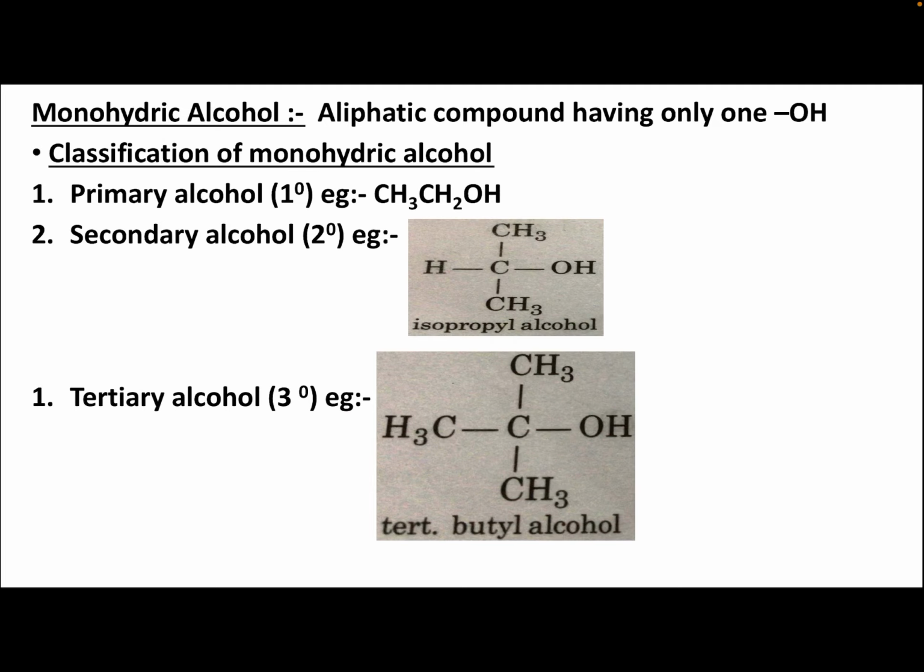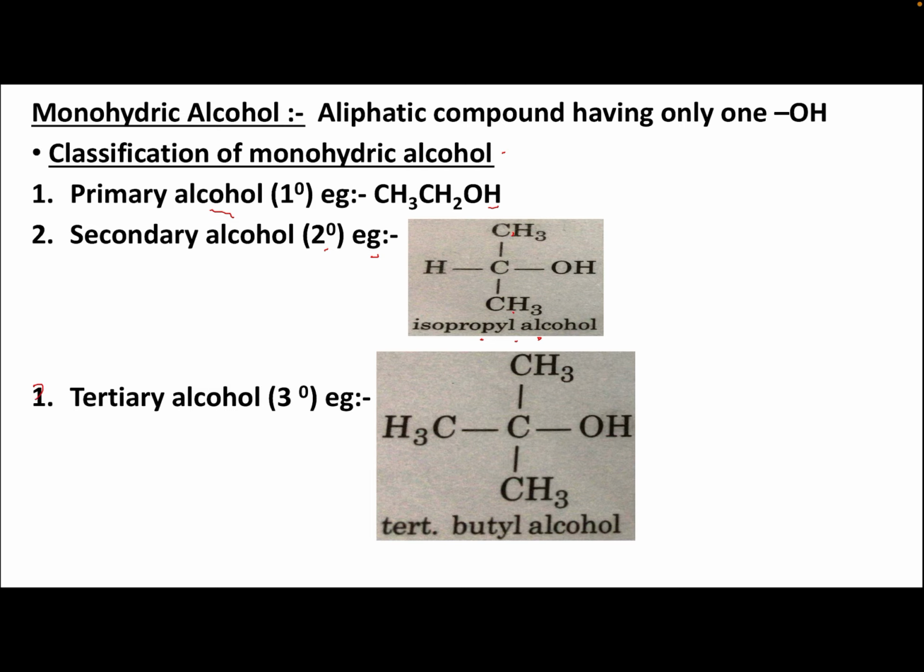Next, monohydric alcohol. An aliphatic compound having only one OH is known as monohydric alcohol. Classification of monohydric alcohol. Primary alcohol, also known as 1 degree. Example, CH3CH2OH. This is ethyl alcohol. Secondary alcohol, 2 degree. Example, isopropyl alcohol. Two R groups are there, OH, H.